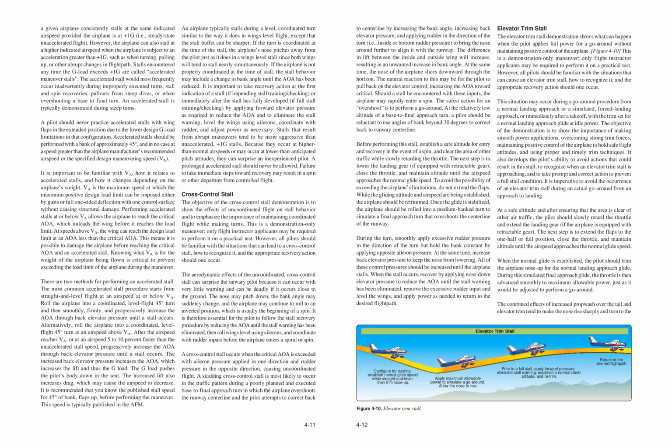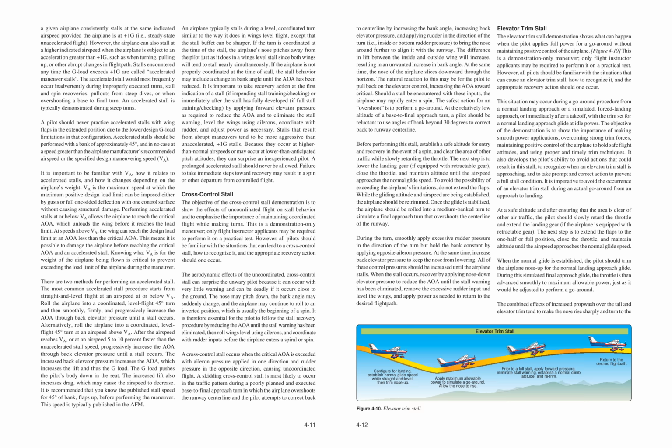spiral or spin. A cross-control stall occurs when the critical AOA is exceeded with aileron pressure applied in one direction and rudder pressure in the opposite direction, causing uncoordinated flight. A skidding cross-control stall is most likely to occur in the traffic pattern during a poorly planned and executed base-to-final approach turn in which the airplane overshoots the runway centerline and the pilot attempts to correct back.